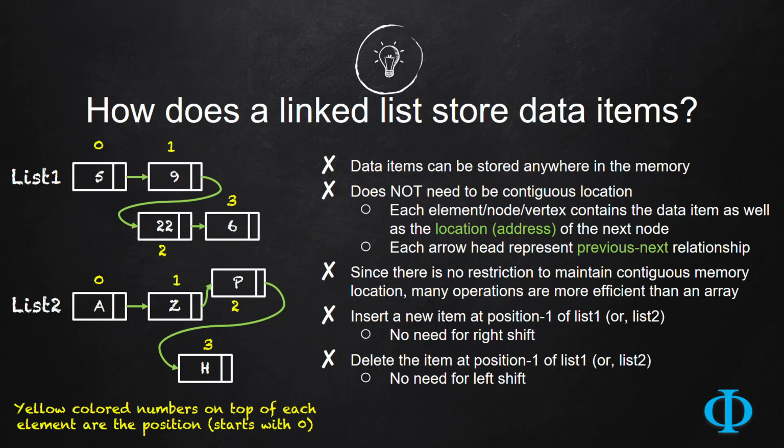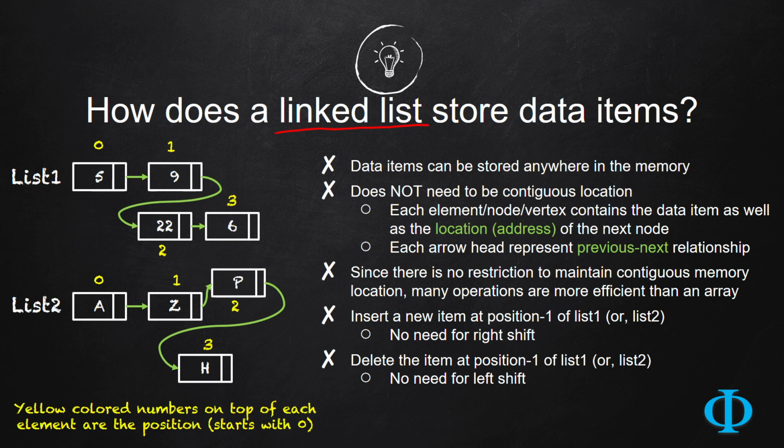Now let us start understanding our second data structure, which is called a linked list. Linked list is also another type of linear or list-like data structure similar to an array. However, the way the data items are stored in that list is very different compared to an array. In an array, all the data items are stored in contiguous memory locations, one after another.